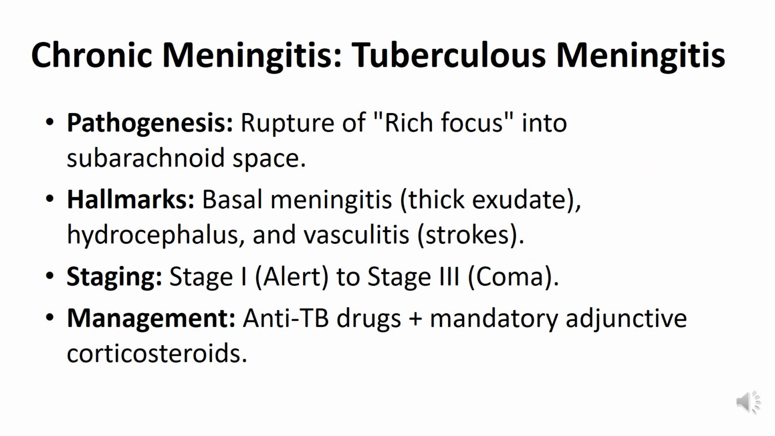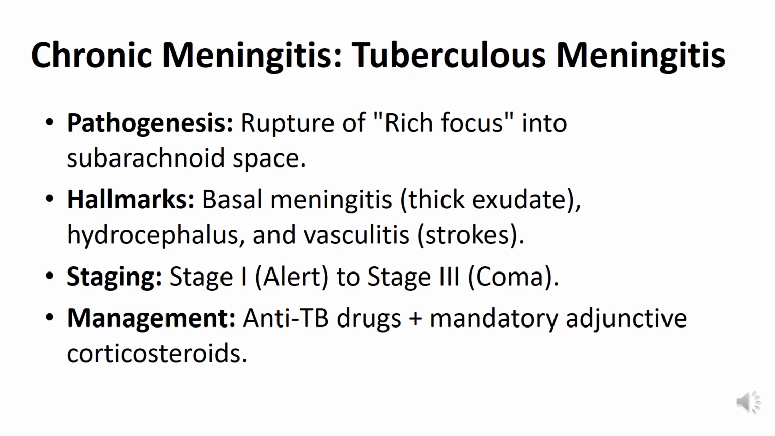Tuberculous meningitis is one of the most serious forms of chronic meningitis. Unlike bacterial meningitis, which often develops within hours, tuberculous meningitis usually progresses slowly over days to weeks. This gradual onset can make it difficult to recognize early, allowing significant neurological damage to occur before the diagnosis is made. The disease begins with infection by Mycobacterium tuberculosis.